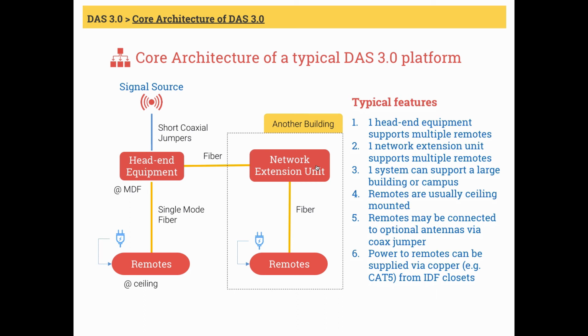Remotes are going to be usually ceiling mounted. Remotes may be connected to optional antennas via coax jumper. Power to remote can be supplied via copper or Cat5 from IDF closet.